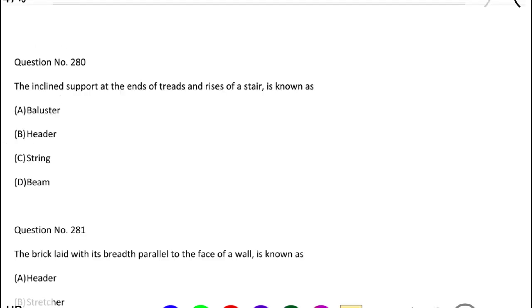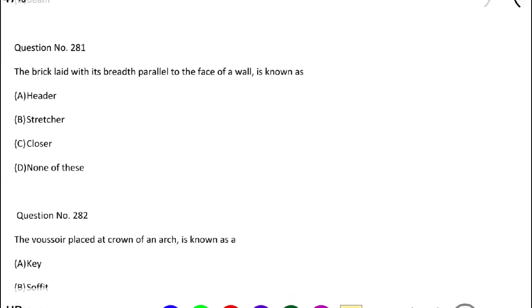Next question, the inclined support at the end of tread and rise of the stairs is known as option A blister, option B header, option C string, option D beam. The correct answer is option C string. Next question, the brick laid with its breadth parallel to the face of the wall is known as option A header, option B stretcher, option C closer, option D none of the above. The correct answer is option A header.